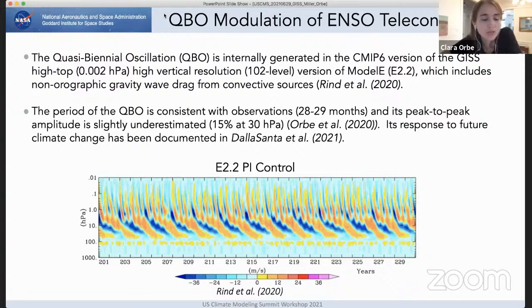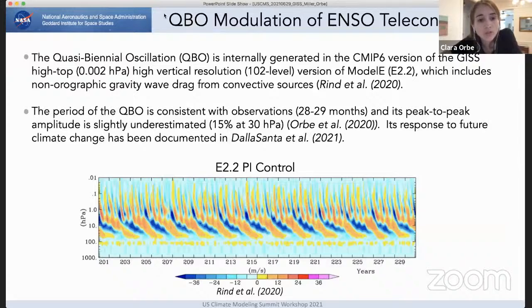So I'm going to be talking about a topic that Yaga touched upon in her talk yesterday, which is the potential for stratospheric variability to impact tropospheric teleconnections. Specifically, I'm going to be focusing on the quasi-biennial oscillation, which is shown in terms of the tropical zonal winds plotted in this figure from David Rind et al. in 2020. And the QBO in E2.2 is generated largely owing to the incorporation of non-orographic gravity wave drag, which is tethered directly to parameterized convective sources.